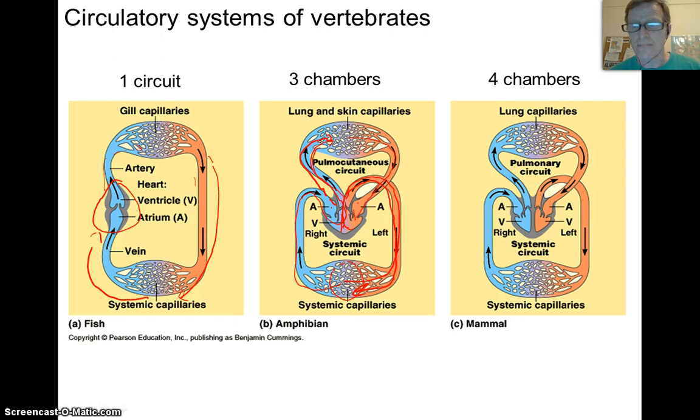That's not as efficient, right? We want all the oxygenated blood going to our body and the deoxygenated blood going to our lungs. So mammals and birds have a 4-chamber heart. So you can see here, the oxygenated blood just goes to our body, muscles and organs. Deoxygenated blood just goes through what's called the pulmonary circuit to our lungs where it gets oxygenated. So this is a much more efficient way to deliver oxygenated blood where it needs to go and deoxygenated blood to where it needs to go. So now let's look a little closer.